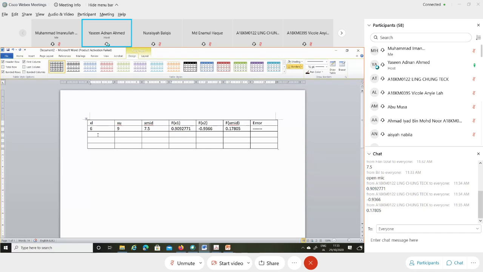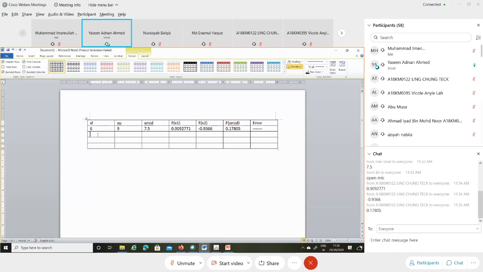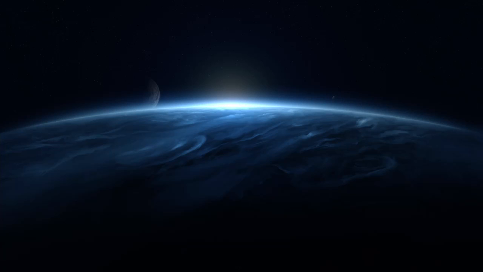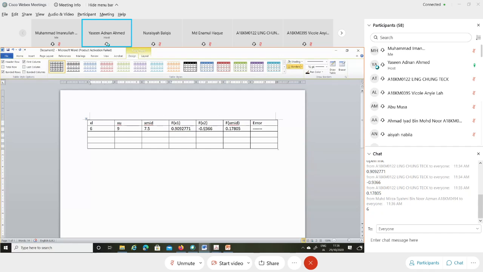Next. Now, this is the main part, okay? This is the thing that you need to understand. We have 6 or 9. The basic idea is we need to replace 6 or 9 by 7.5. So which one will we replace, 6 or 9? How will you decide? In order to decide that, you have to go to the functional value. You focus on the new value, the x mid. So this is positive, and positive means it will replace the positive functional value. You will not use the old positive functional value.